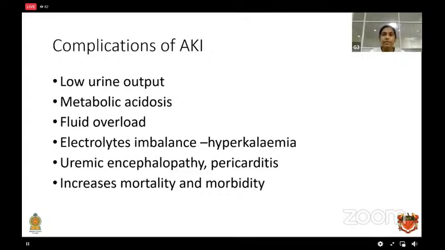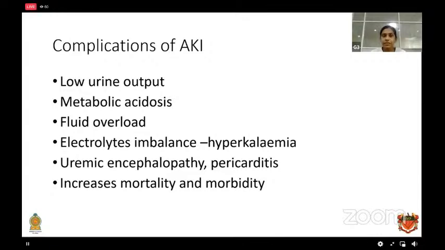Then complications, obviously, like urine output is low and there's a metabolic acidosis. Other things like, as I said, hyperkalemia. It is very important to detect. Sometimes you will detect all other complications except hyperkalemia. So hyperkalemia can kill the patient because the patient can go into hyperkalemic cardiac arrest. So it is very important, if the patient is having features of AKI, check the electrolytes.